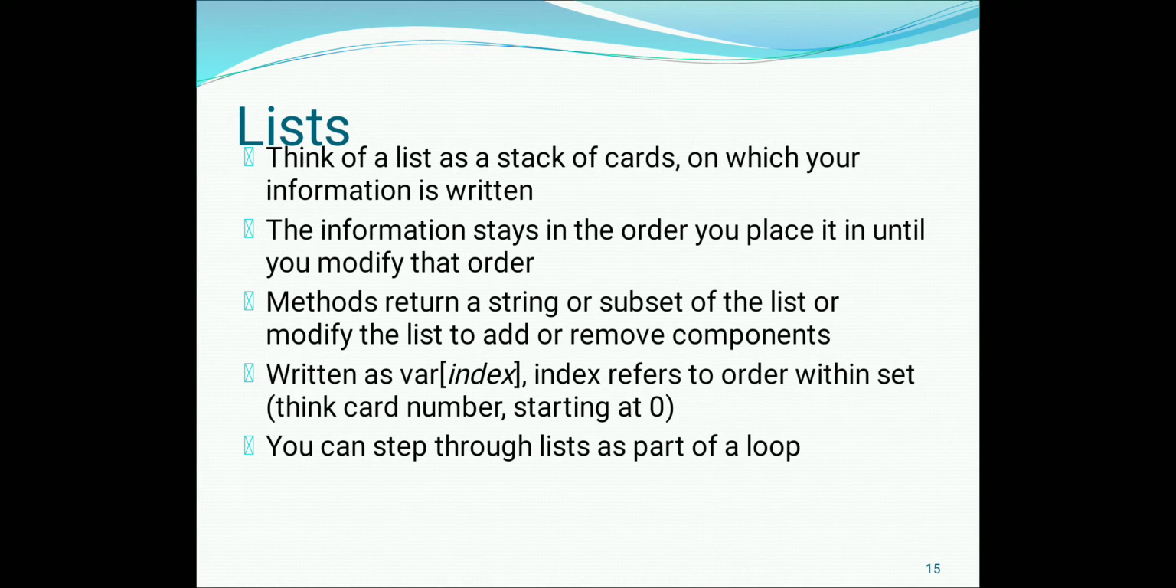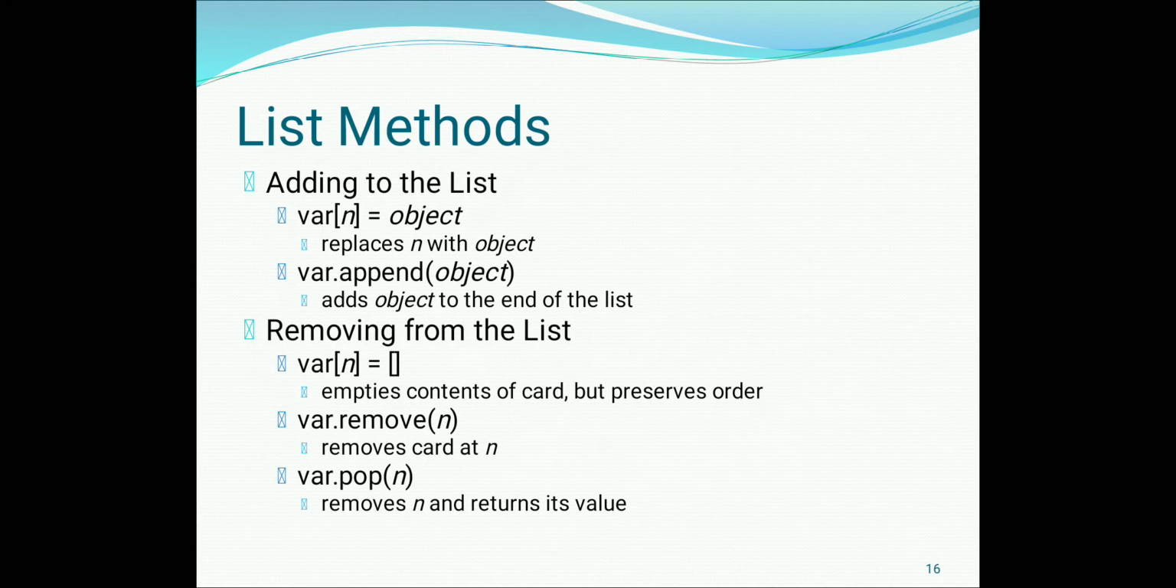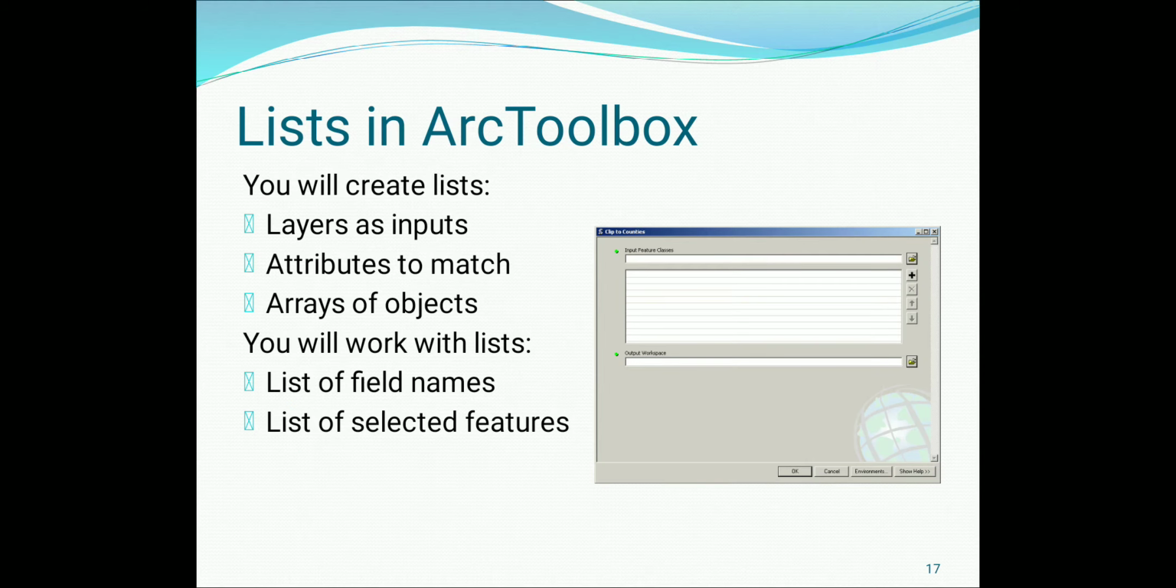Now list. Think of a list as a stack of cards on which your information is written. The information stays in the order you placed it in until you modify that order. List method: adding to the list. Assign a variable to an object. It means we replace n with the object and add the object to the end of the list by the statement var dot append and object. In Arc Toolbox, you will create list layers as inputs, attributes to match an array of objects.